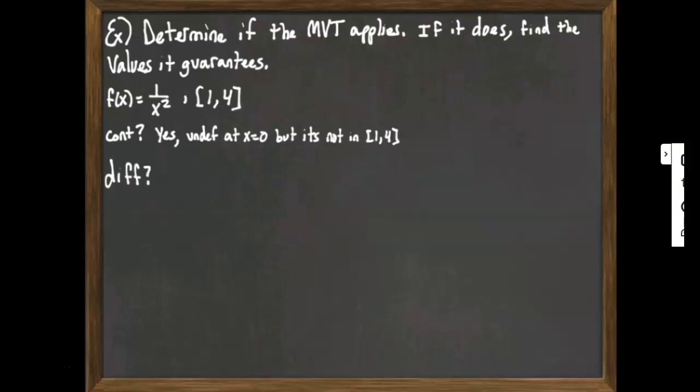So is it differentiable? Well, let's compute the derivative of 1 over x squared. Remember, you might want to rewrite that as x to the negative second. When you do that derivative and clean it up, you'll get negative 2 over x cubed. And for the same reasons above, that's undefined at x equals 0, so it's not differentiable at x equals 0, but 0 is not in our interval, so that's okay.